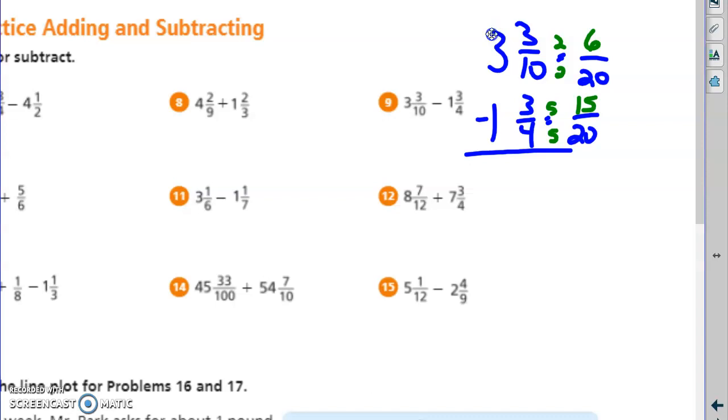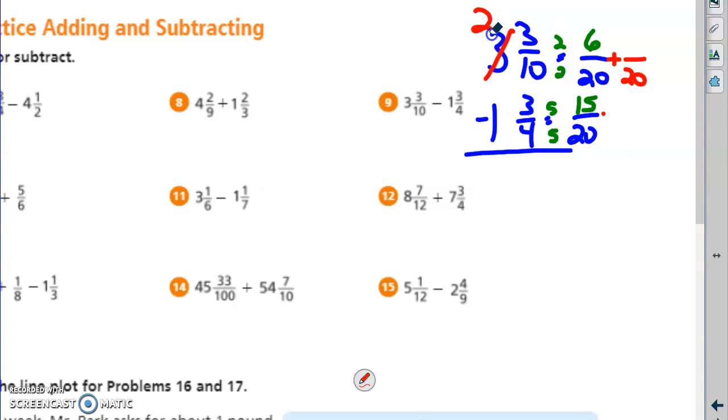So you know what that means. We're either going to borrow, ungroup, regroup, whatever word you like to choose. Change the 1 whole, take a 1 whole from here, change the 3 to 2, and then I'm going to rewrite that 1 whole over here. Now what do I want to use for the denominator? I'm going to choose 20 since I'm dealing with 20s. And I've got to think, how many 20s in 1 whole?